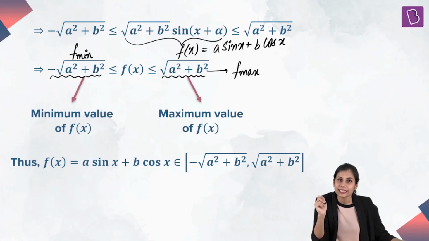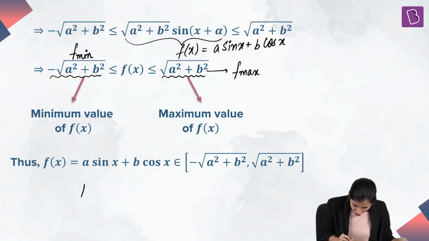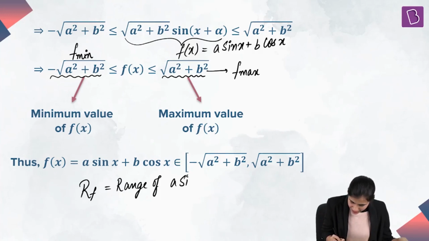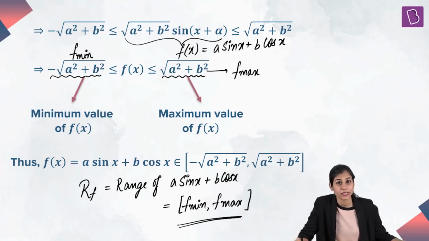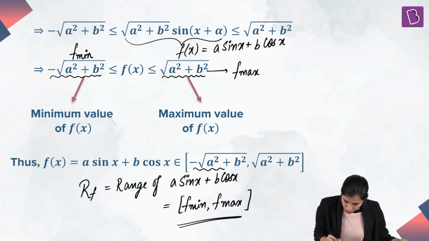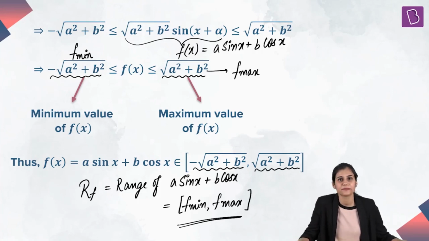In other words, the range of the function f, or the range of a sin x plus b cos x, is equal to the closed interval from f min to f max. What is f min? Minus under root a square plus b square. What is f max? Plus under root a square plus b square.